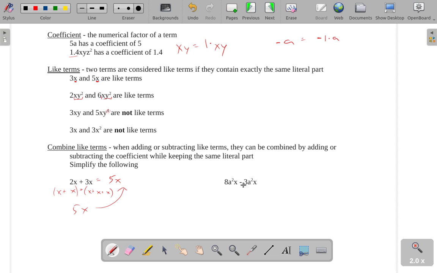The coefficient on this one, now keep in mind when we're dealing with subtraction, the coefficient always includes the negative if there is one. So I'm really thinking of it in this way, plus a negative 3a squared x. So this negative 3 is the coefficient of the second term. 8 is the coefficient of the first term. So when I combine like terms here, 8 plus negative 3, or 8 minus 3, is 5, and we end up with 5a squared x.